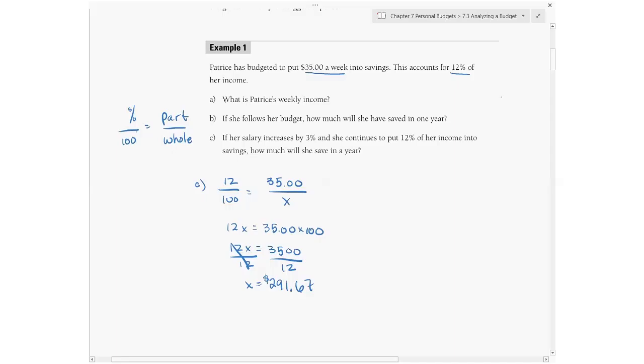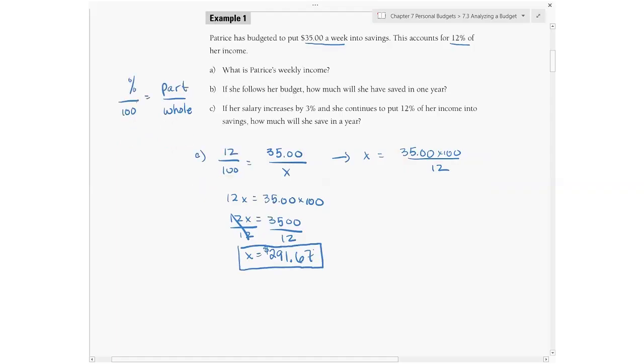A shortcut we can take here, instead of doing this in 2 steps, you can also say x is equal to, you multiply the 2 things that are diagonal from each other, because remember it's cross multiplication, so 35 times 100, and then we divide by the third thing, which is what we did here, right? We did 35 times 100 divided by 12, but you can skip right to this step if you want. At any rate, here's our answer. So that's her weekly income.